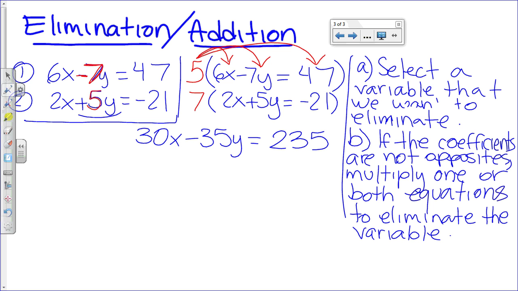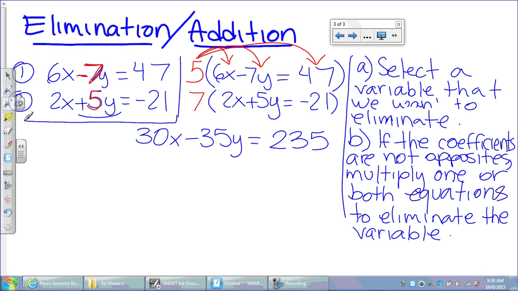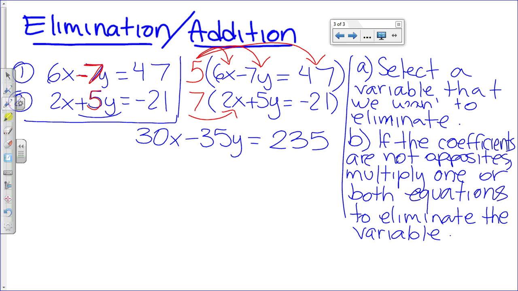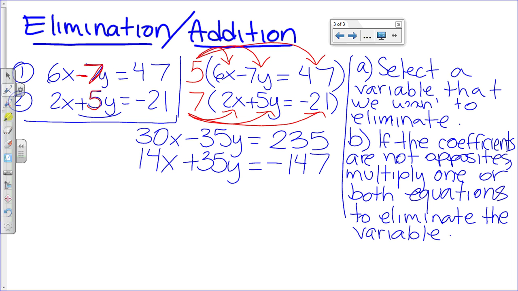235. All right. Now the second one, we're multiplying by 7. So again, we must distribute that 7 to every single term. So 14x plus 35y is equal to negative 147.